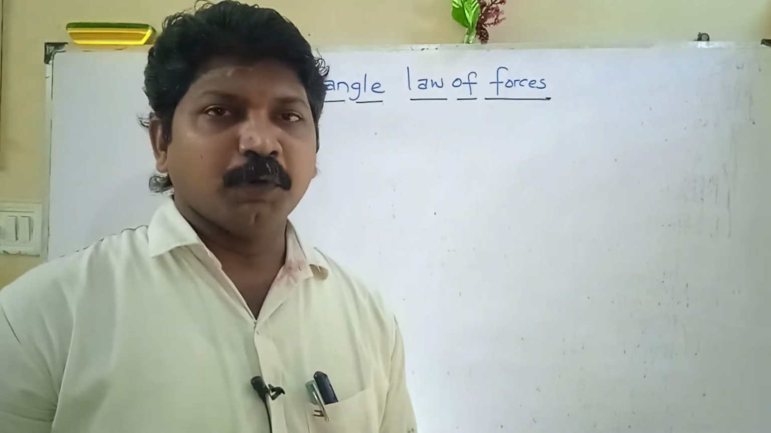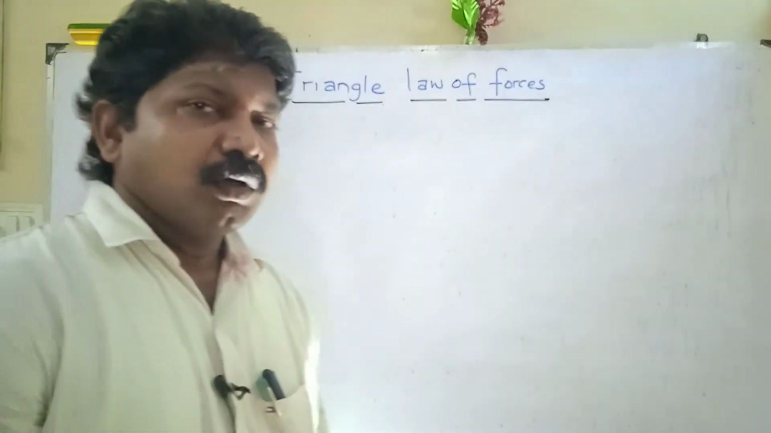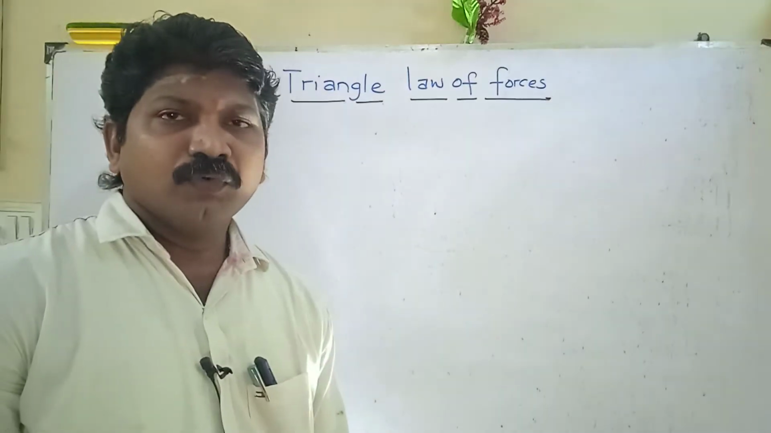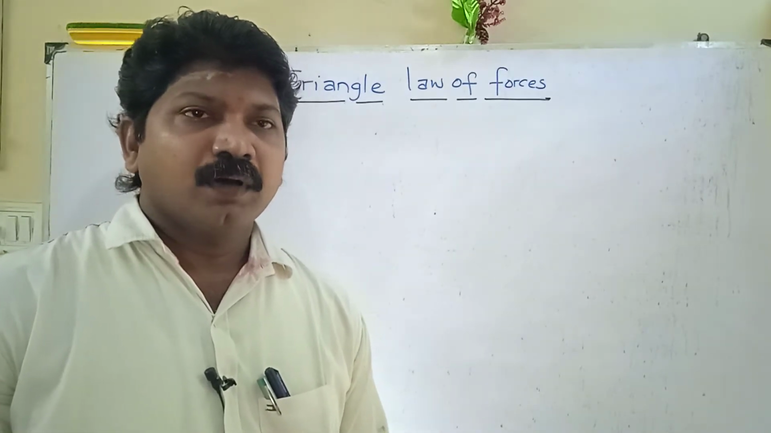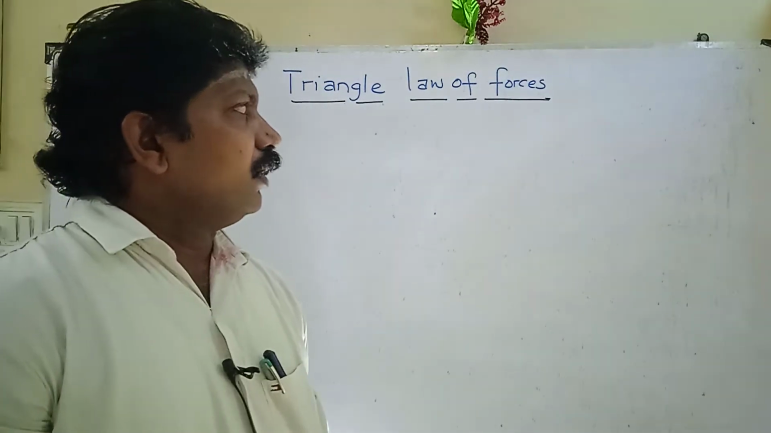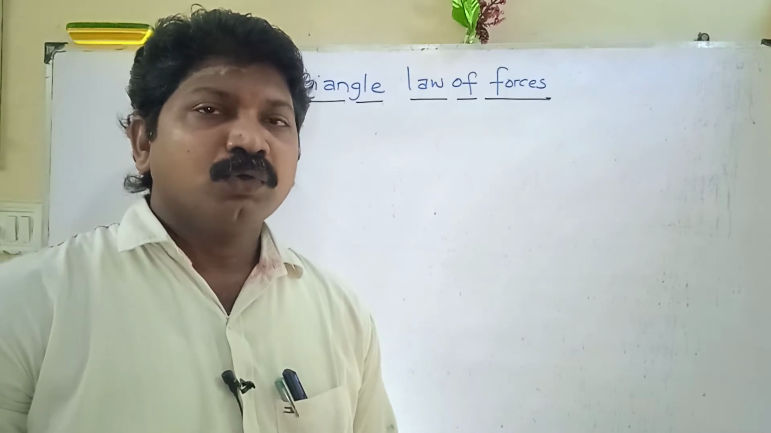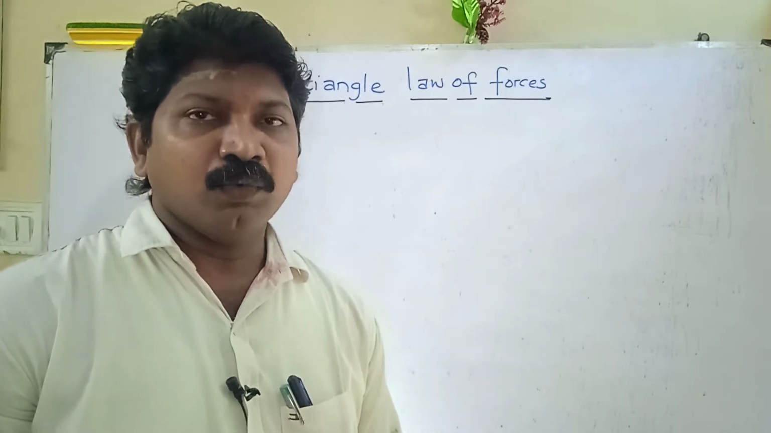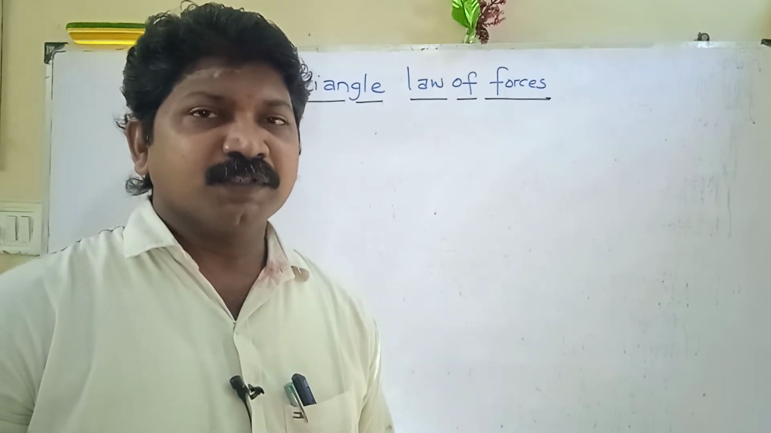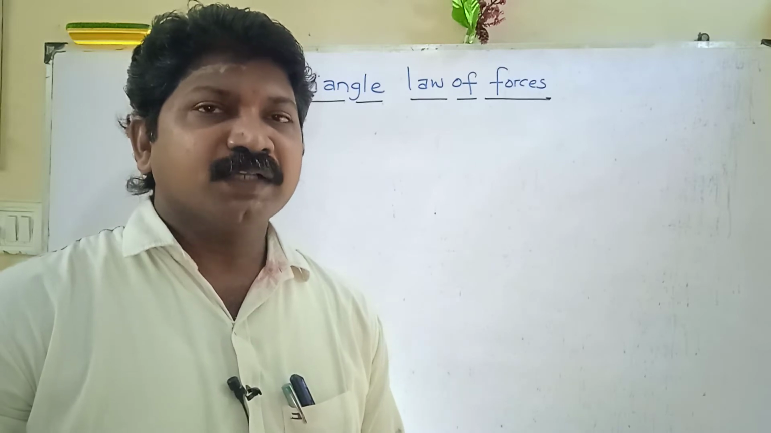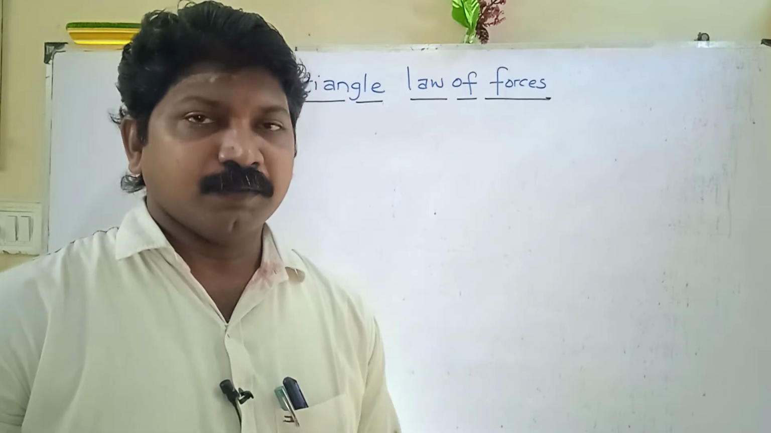Now we are going to discuss the triangle law of forces. If two forces act at a point or body, represented in magnitude and direction by the two sides of the triangle taken in order, one after the other, then the resultant is represented by the third side or closing side of the triangle in the opposite direction.